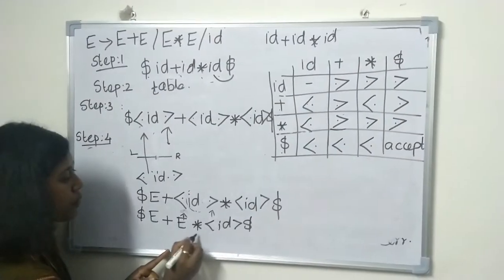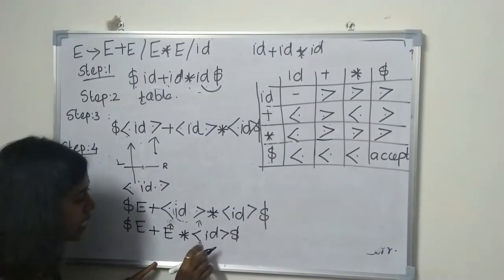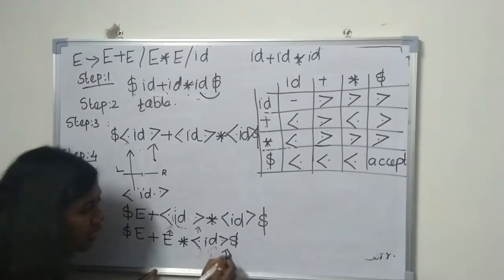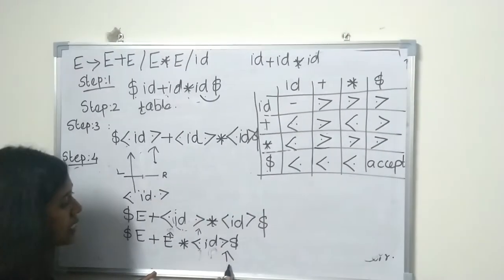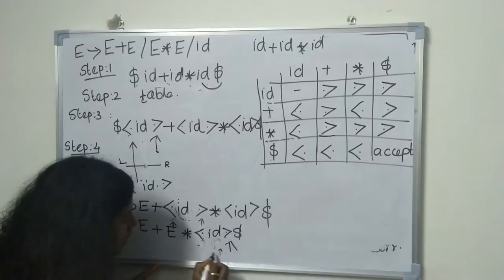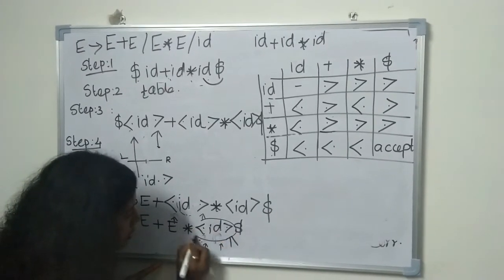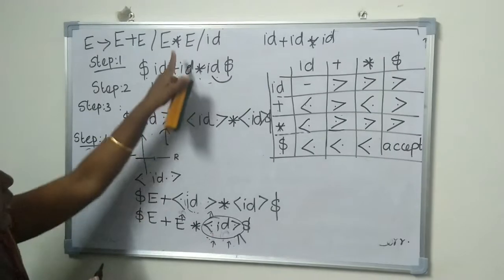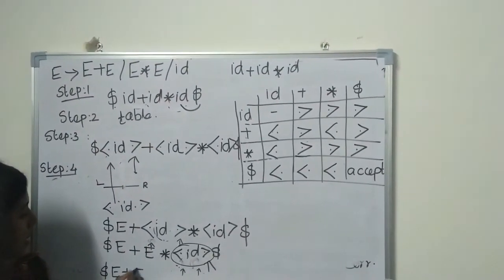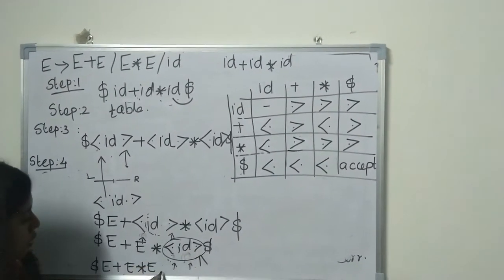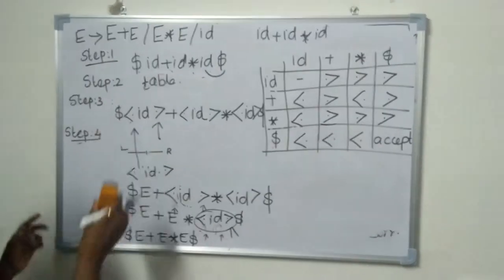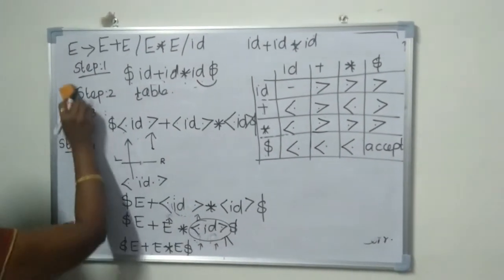Now again I'll do the same step. I'll start scanning from left to right. So here it is less than symbol, then here it is ID. So next I'll scan this one. I got greater than symbol, so I'll start scanning backward. So once that is to ID, then less than. Once I find this part, again I'll see is there any production. And here it is ID. So dollar E plus E star ID dollar. So this is your third step. Once you completed this, now we are going for the fourth step.